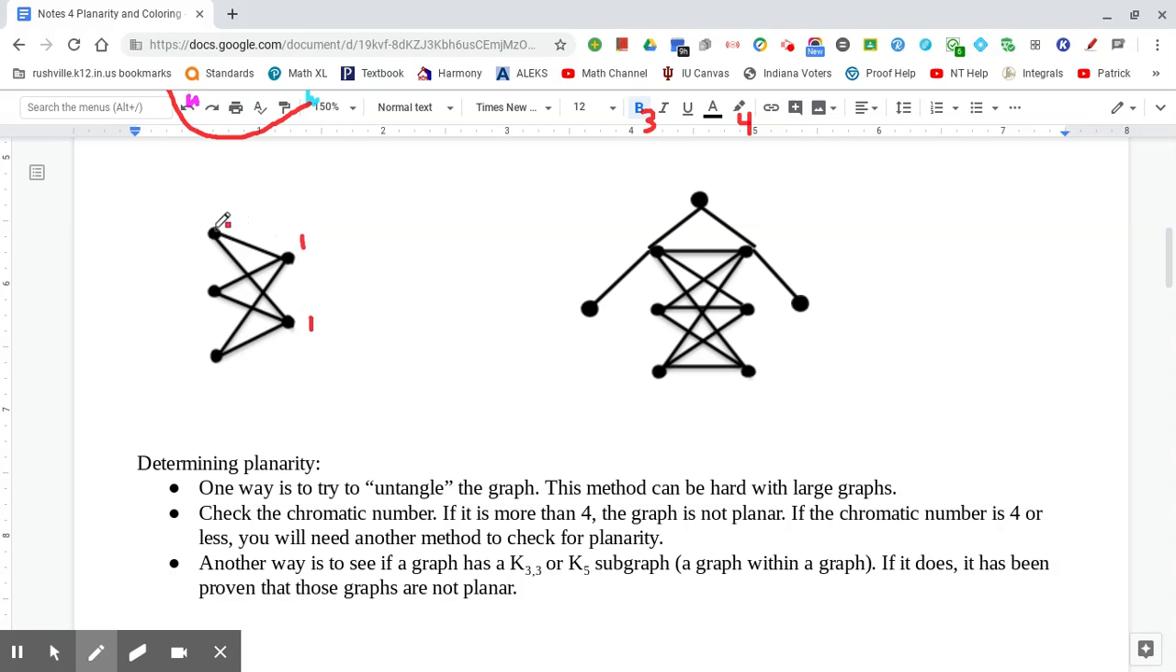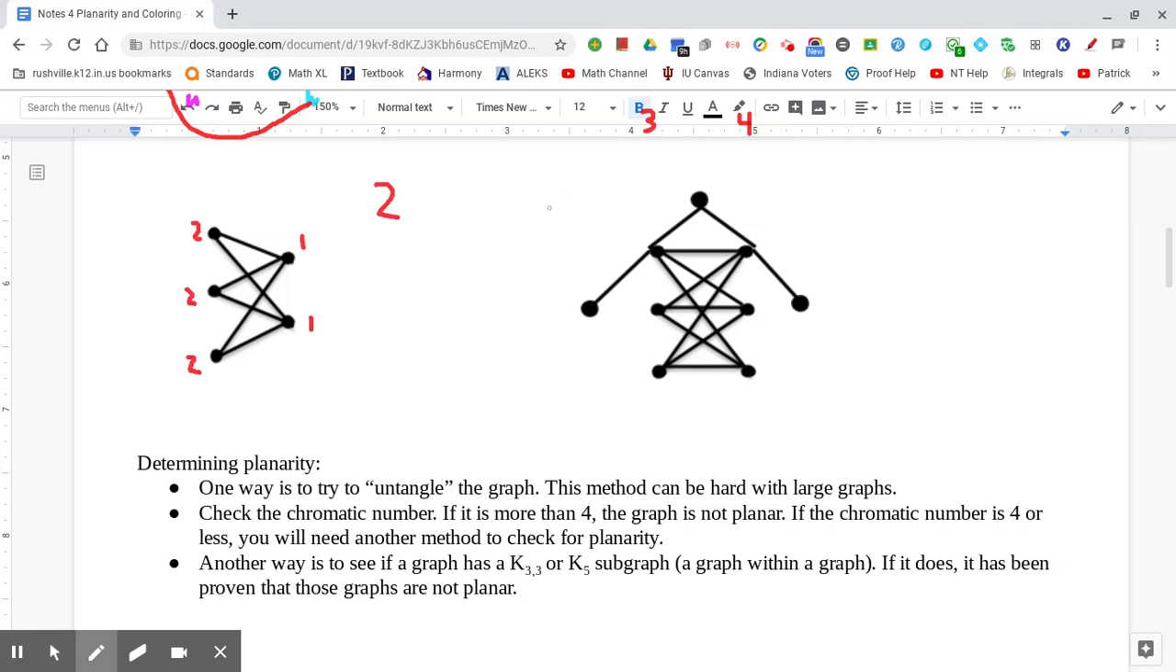All right, and then I'm going to move on to another vertex. I'll choose this one. I'm going to give it the second color. It's not adjacent to this one, so this one can receive the same color. And this one's not adjacent to either of those, so it can also receive the same color. So this graph has a chromatic number of 2.